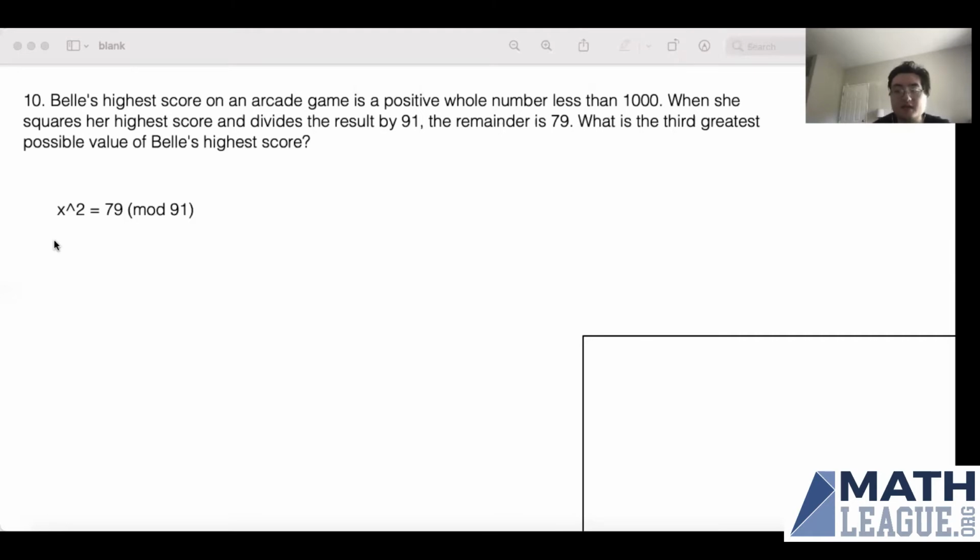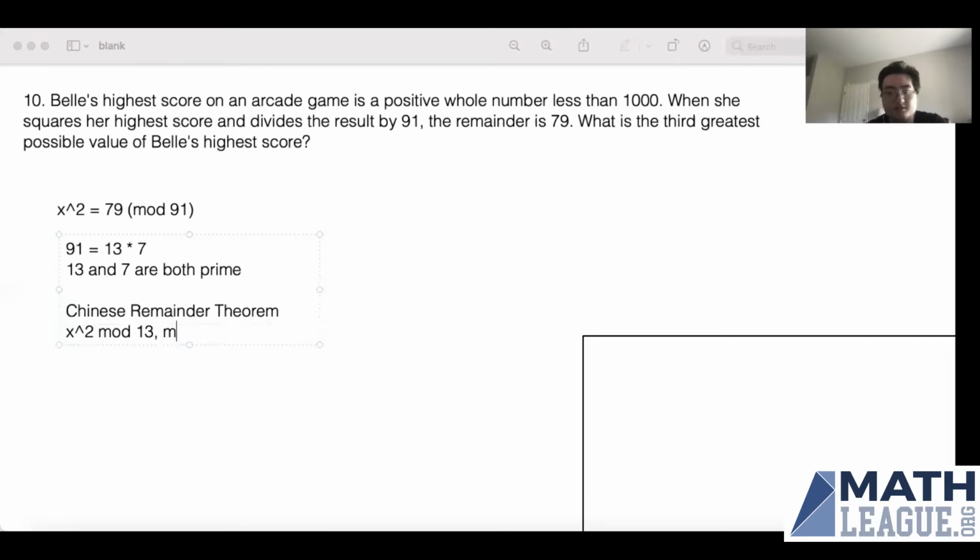Well, yes, we can. If we look at 91 not as 91, but as 13 times 7, well, 13 and 7 are both prime. And they're definitely relatively prime to each other because they share a common factor of 1 only. So we can apply what's known as the Chinese remainder theorem to look at x squared mod 13 and mod 7 instead of mod 91.